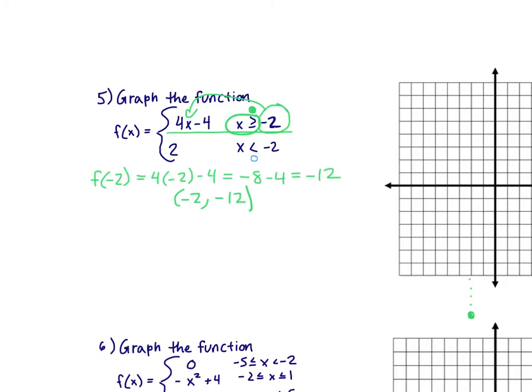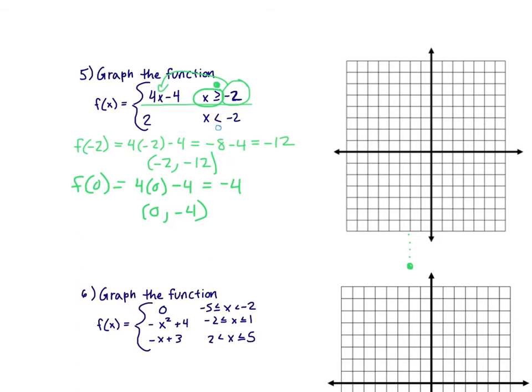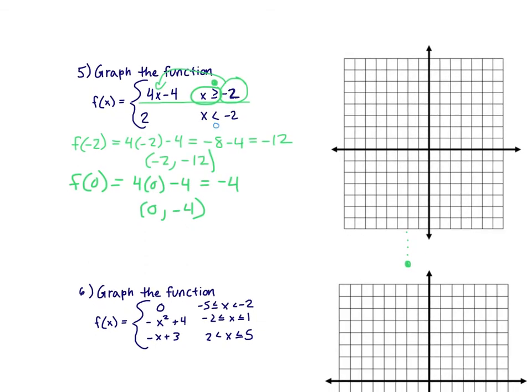So greater than negative 2 would be 0. When we plug in 0, we get negative 4. So our next point on our graph is going to be 0, negative 4. So we stay on 0 and go down 4. We know that this line is going to be linear, so we can just connect these two dots with a line.